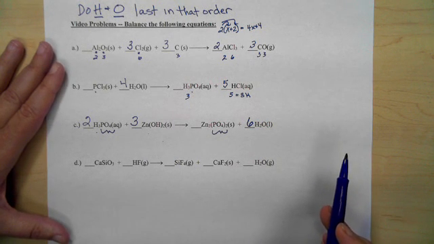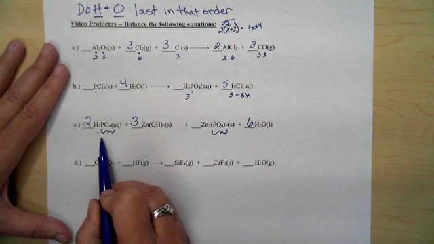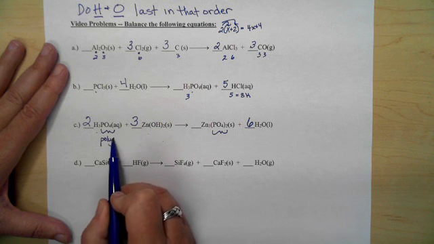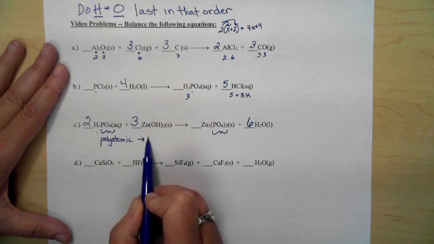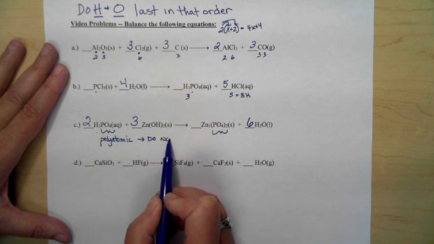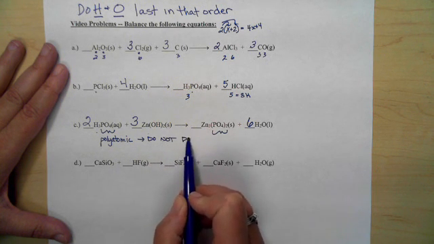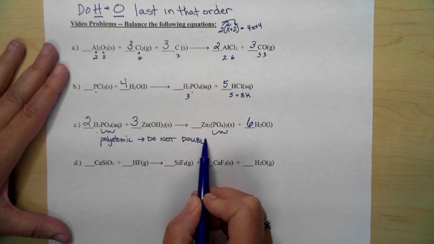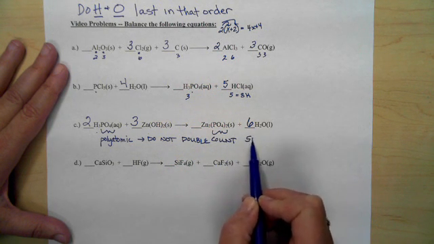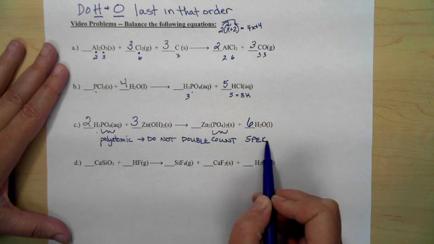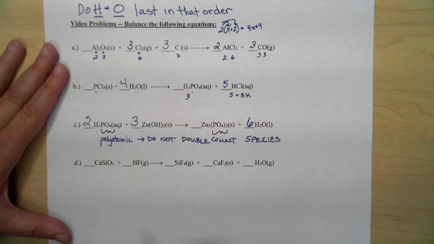Remember, when you use a polyatomic that doesn't change, do not double count the species involved. That's usually more of a problem with the oxygen than anything else.